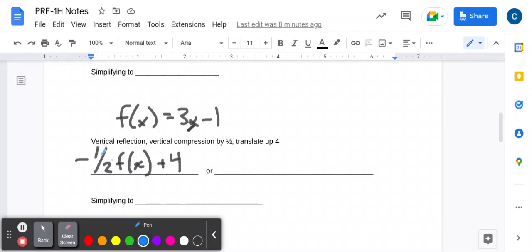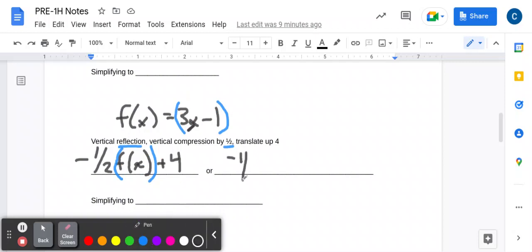All right, so vertical reflection and vertical compression, so we multiply our f of x function by negative 1/2, negative for the reflection, 1/2 for the compression, and add 4 on the outside. So again, let's just look at a simple substitution here. So f of x is equal to 3x minus 1. So 3x minus 1 is going to go in for f of x.